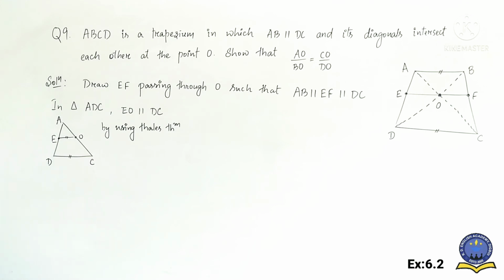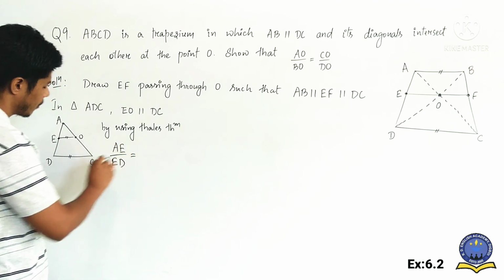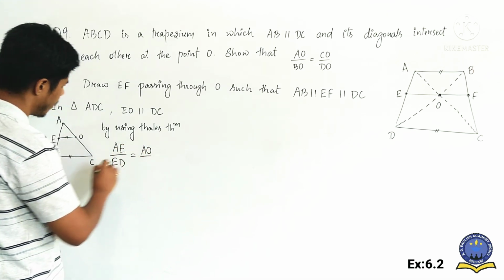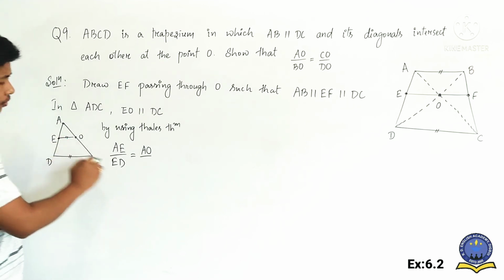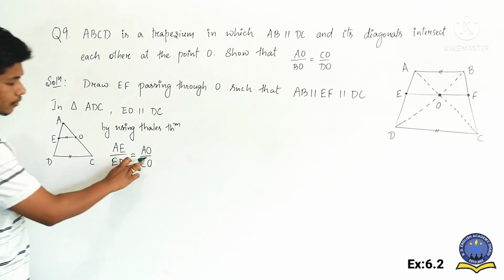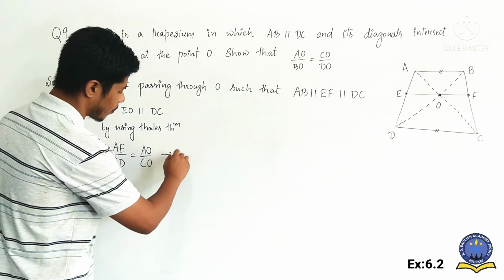By using Thales theorem, the third side is this one, and the opposite vertex is A, so we can write AE by ED. In this case we write AE by ED is equal to AO by OC. You can write OC or CO also, AO by CO. Is it clear? So at first we get AE by ED is equal to AO by OC, or we can write CO. Now we put this as equation number 1.